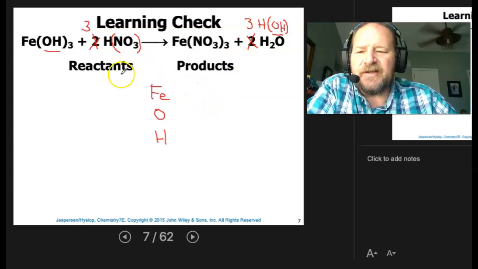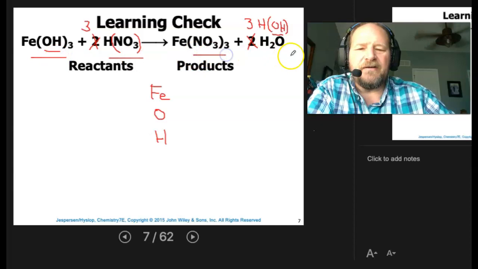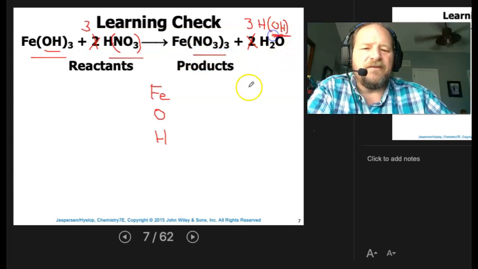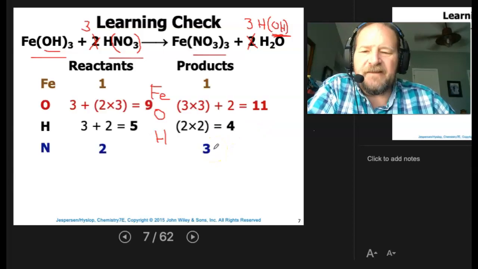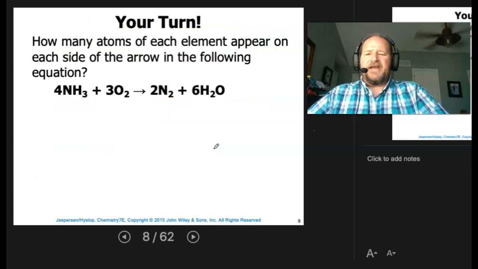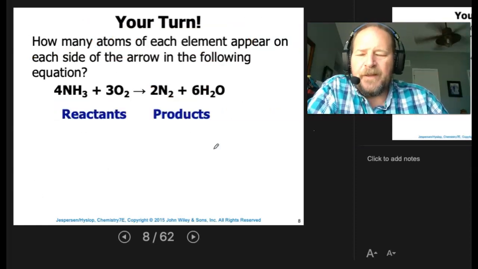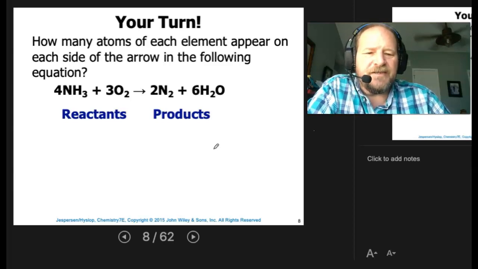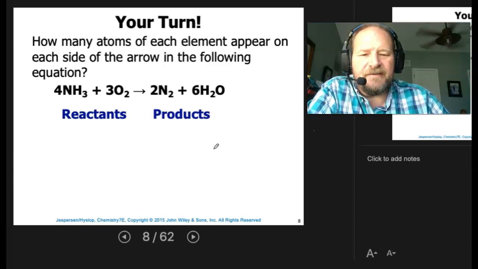So a quick little trick there is to use those polyatomics. And if the polyatomic does not break apart, then you can balance them as units, right? It was bugging me that they left it that way, so we had to do that, sorry. All right, so your turn. How many atoms of each element appear on each side of the arrow in the following equation? So, reactants and products. I'll give a pause here, so that way you can write it all out, then push play and see how you did.